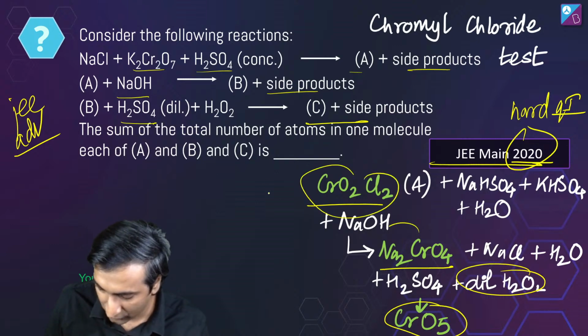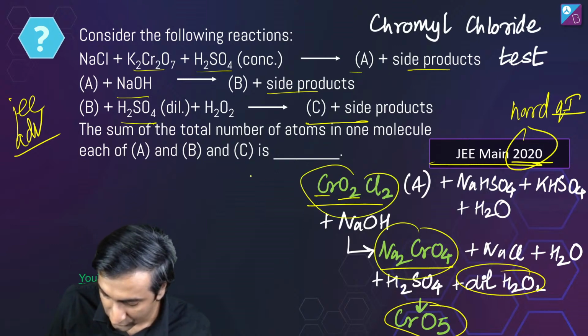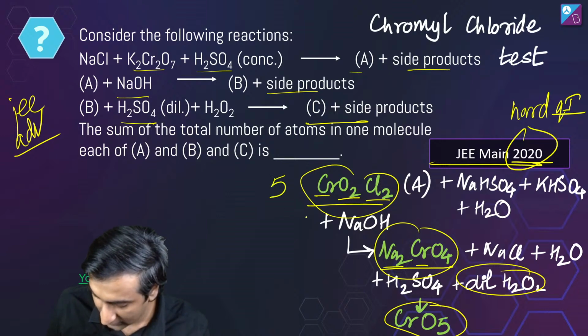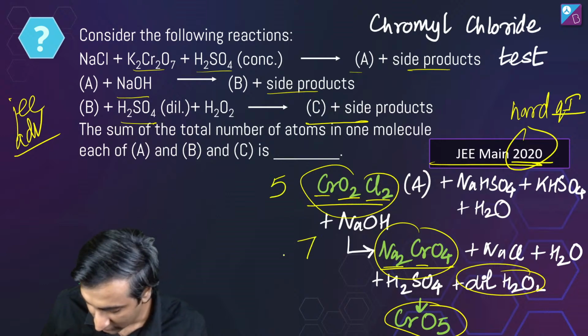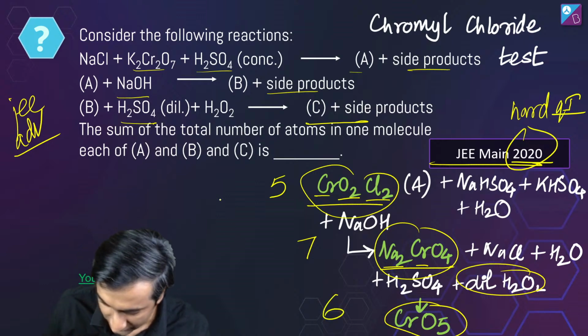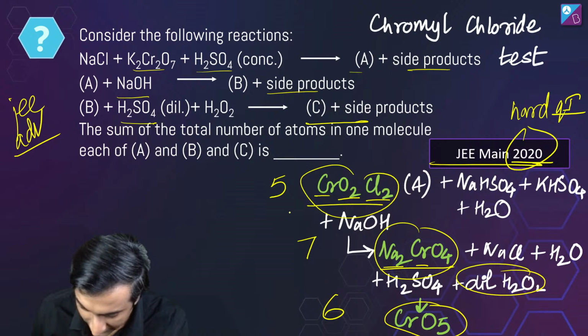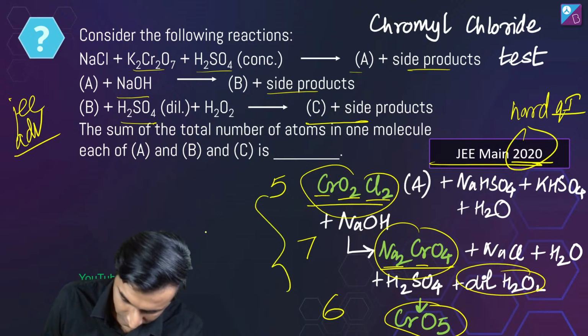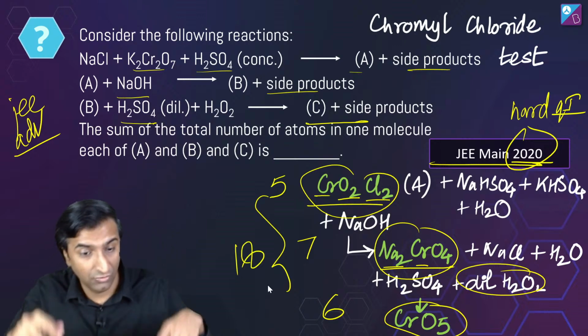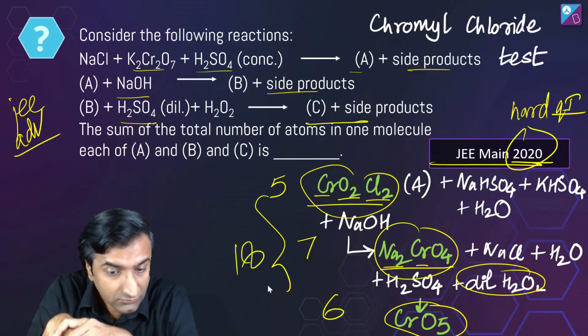So you add them all up together, how many are there? 1 plus 2, 3 plus 2, 5. 2 plus 3 plus 4, 7. 1 plus 6, 6 plus... I did something strange. 4, 5, 6, 7. No, it seems fine. 13 plus 5, 18. That should be the answer. Do you guys agree with this?